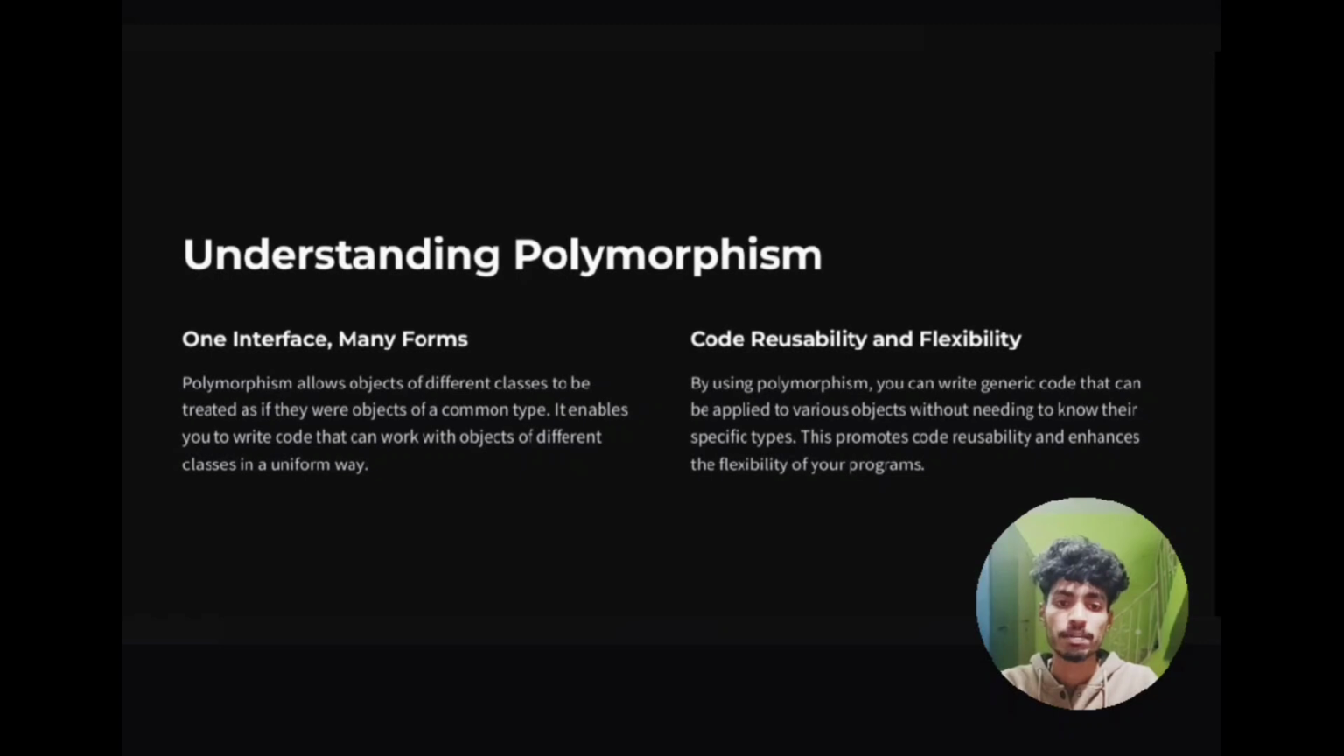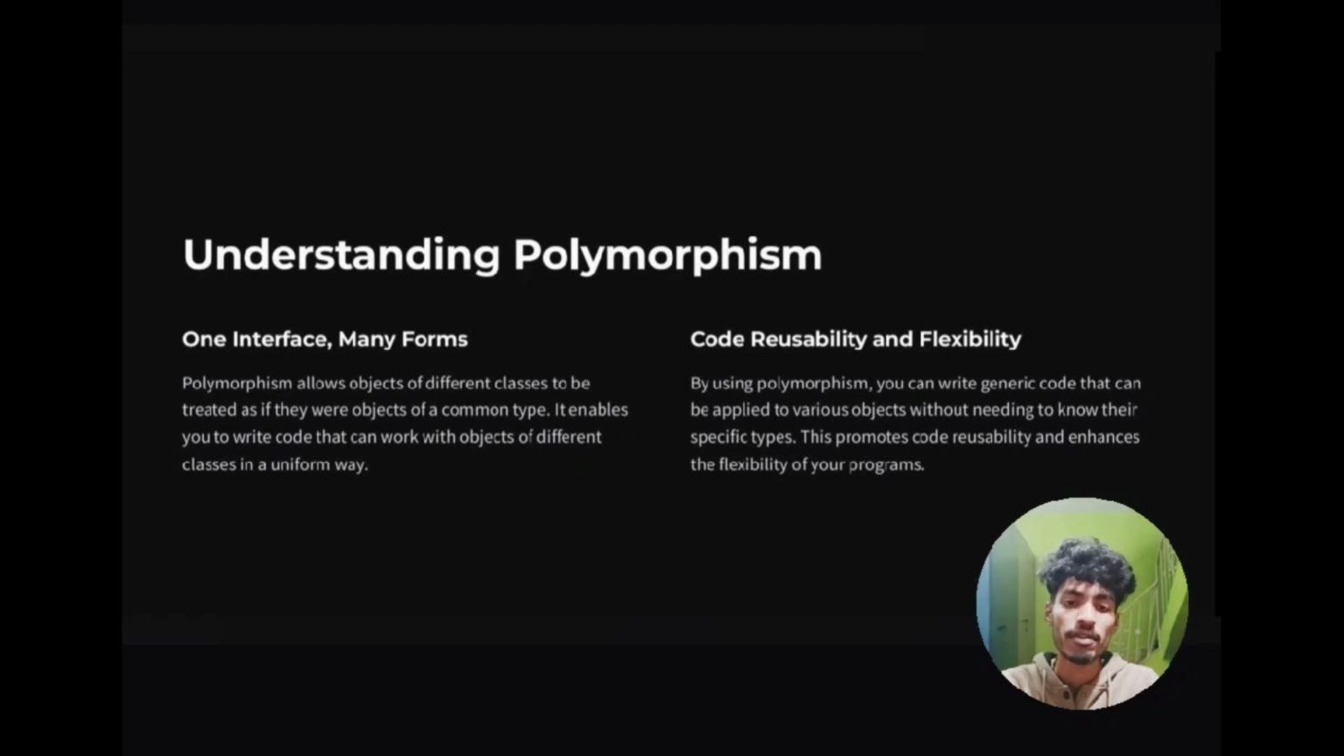Understanding polymorphism. One interface, many forms. Polymorphism allows objects of different classes to be treated as if they were objects of a common type. It enables you to write code that can work with objects of different classes in a uniform way.